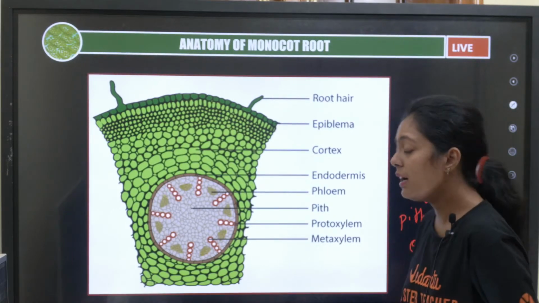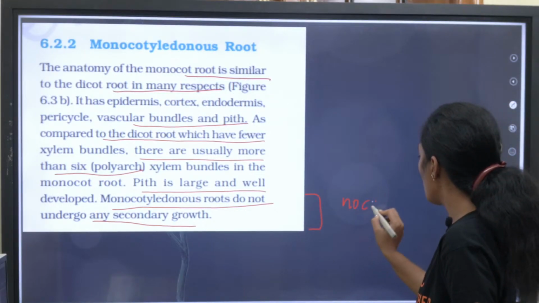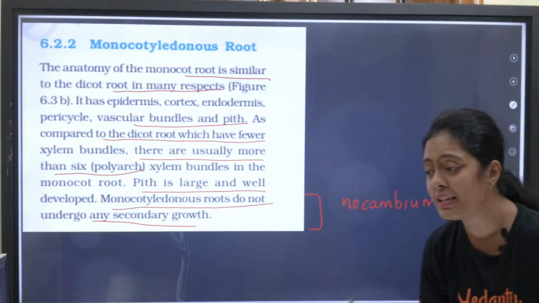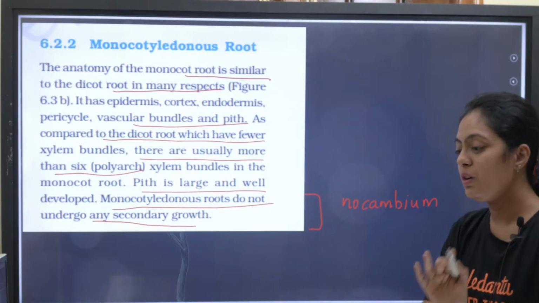Okay, so here there is no secondary growth because there is no cambium. There is no cambium, and because there is no cambium, there is no secondary growth, children. Okay, yes, very good.